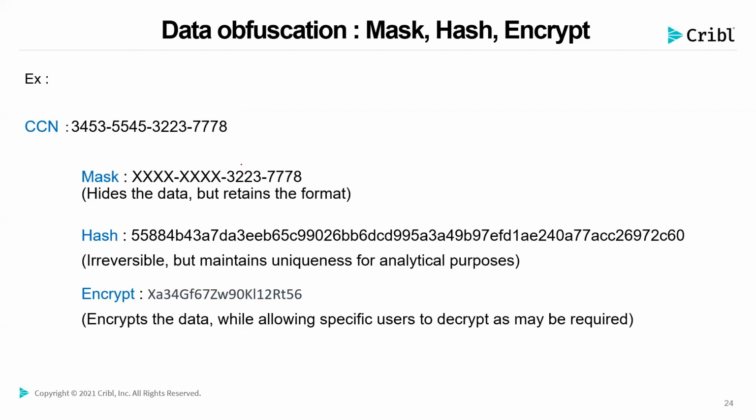Now, if you mask it, it is partially hidden, but it retains the format, so it can still be used for analytics. Likewise, hashing is irreversible, but it maintains uniqueness, so it again can be used for analytical purposes without leaking the sensitive information. And encryption completely encrypts the data, but there is also an option to decrypt this data in your destination, for example Splunk, using custom add-ons made just for decryption of this encrypted data. This level of data obfuscation is made possible thanks to Cribl's transformation capabilities.